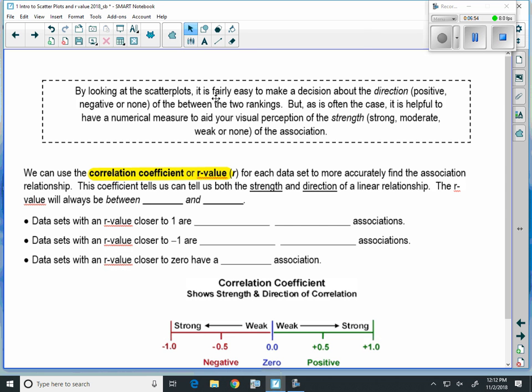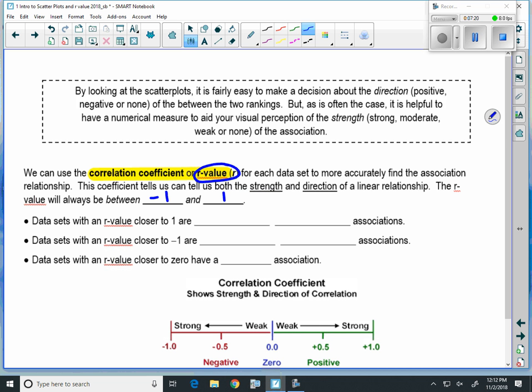Usually, I will refer to it as the R value. It just seems to make more sense. But what if you're on the OST test and they say correlation coefficient? You have to know that they're the same thing. This R value is always between -1 and 1, every single time. It'll never be bigger than -1 or 1.